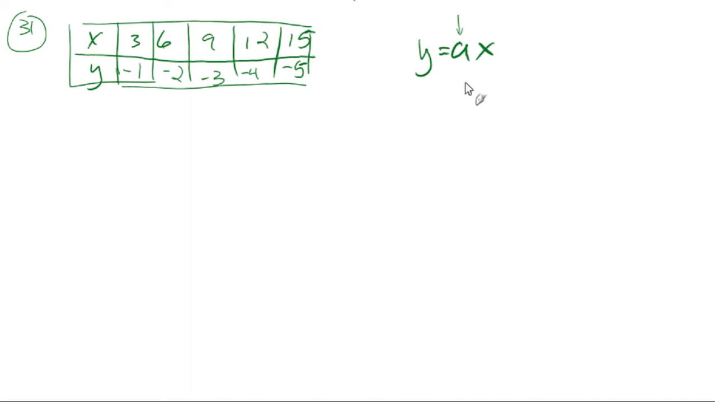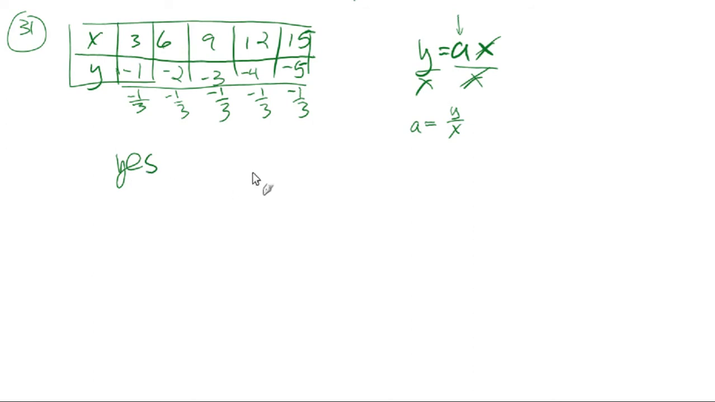What we could do is then see, if we divide by x on both sides here, we have a way to find a. If this is direct variation, we should be able to find a by taking y and dividing it by x. So let's take y and divide it by x here. We'll get negative 1/3. Let's do that here. We'll get negative 1/3. Also here, we get negative 1/3. You have to do it for every single one of them because it has to work every time. And it does. Yes, it does work.